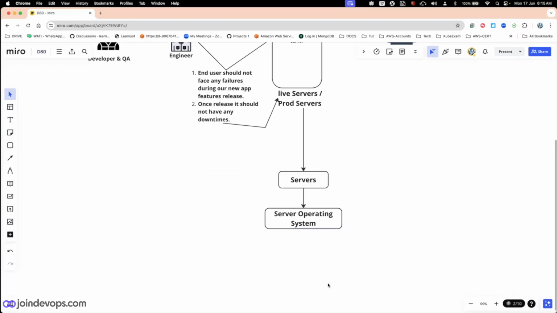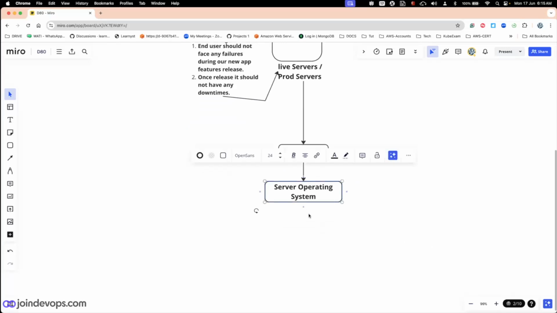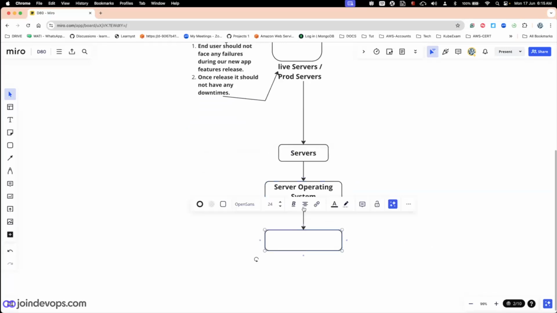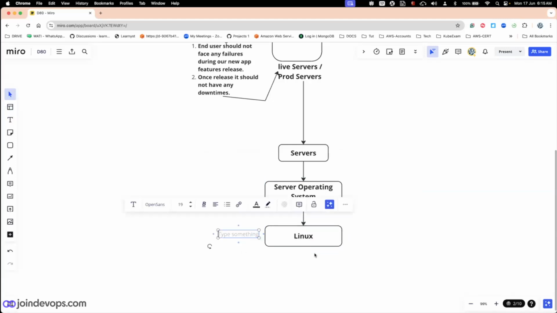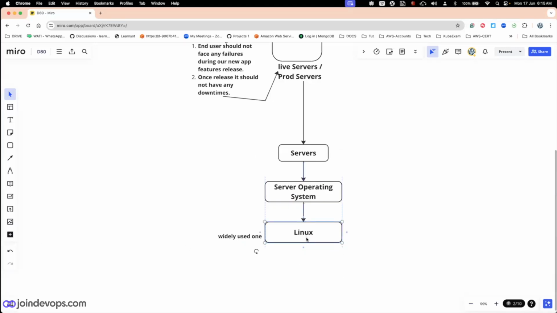Now, among server operating systems, certain ones are famous. Apart from that, Linux is a major operating system inside that, a widely used one. A widely used operating system is Linux.